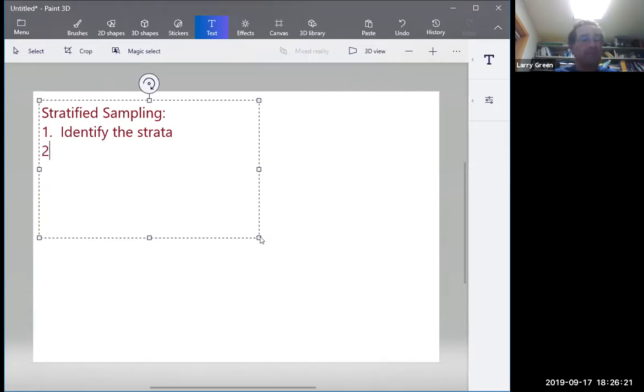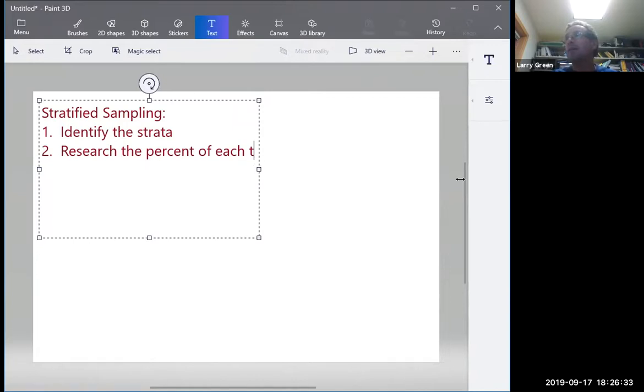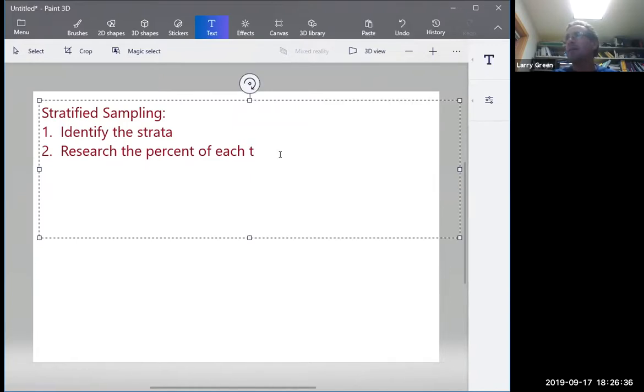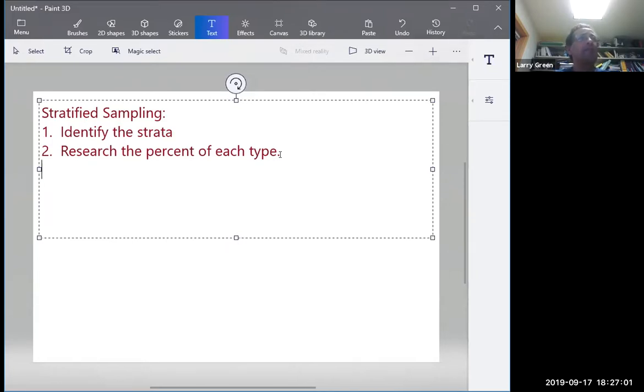Step 2, research the percent of each type. So then you can go on, and that's often easy. You could probably get online pretty quick and find out the percentage of registered Democrats. How would you find that data? If you want to find the percentage of registered Democrats that are women, I think I could find that in 10 seconds by typing the question in Google or asking Siri. That stuff is known, and a lot of times it is known.